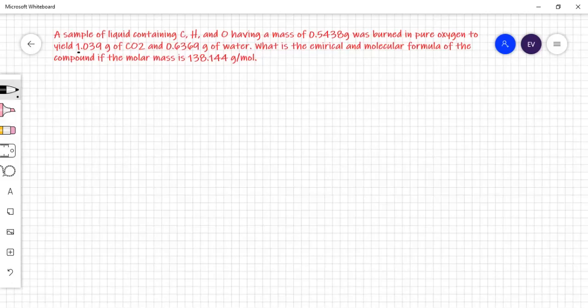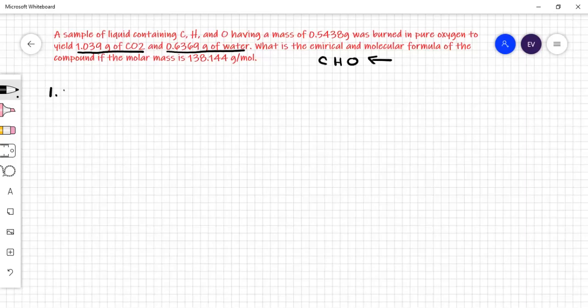Okay, so here's what we have. We have 1.039 grams of CO2 and 0.6369 grams of water. Now, the question already tells you that the compound in question has to contain C, H, and O. So we need these three elements to find the empirical formula. And in order to do that, we're going to have to use a little bit of stoichiometry to figure this out. So how do we start this problem? Well, let's begin with what we know.